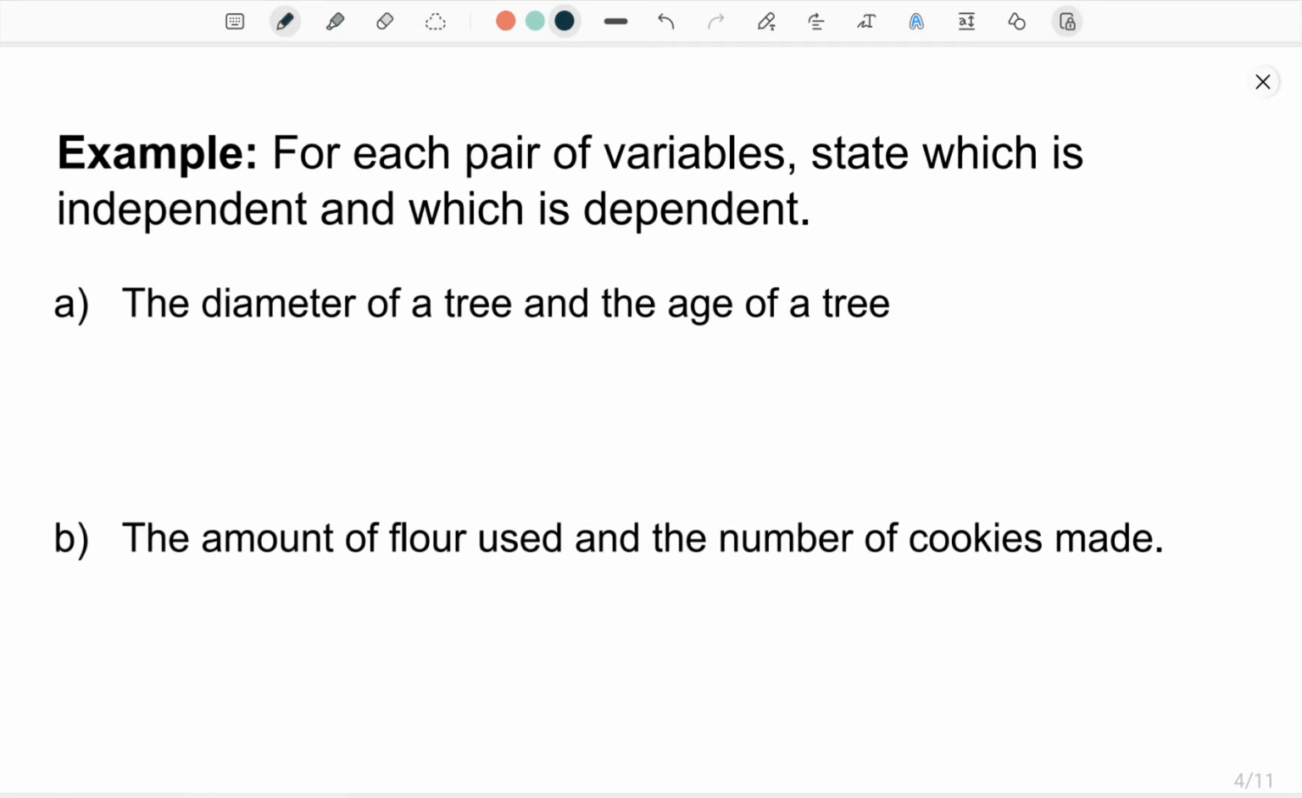So first of all, let's practice identifying between independent and dependent. So we have some examples here. So let's take a look at the diameter of a tree and the age of a tree. So we have two different, let's say, things, variables. So you could have the diameter of a tree, the age of the tree. Those are the two things. So we want to know which one is independent and which one is dependent.